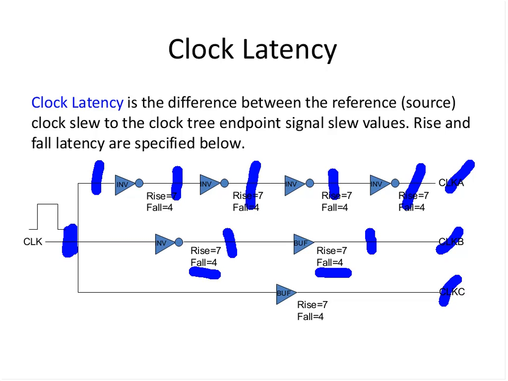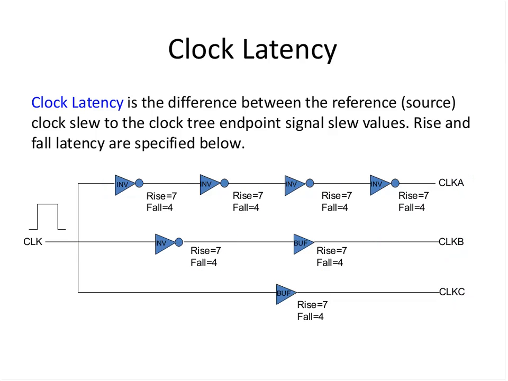So rise latency at CLKB, how do we calculate rise latency? Rise at CLKB means rise at this point, rise delay 7. Rise at this point means fall at this point, fall is 4. 4 plus 7 is 11, right. So this way you can calculate latency. Latency is just the time it takes from the clock creation point to the point we are interested in.